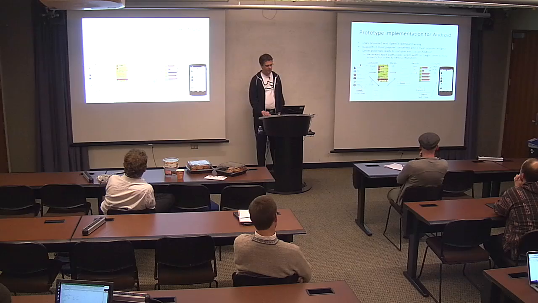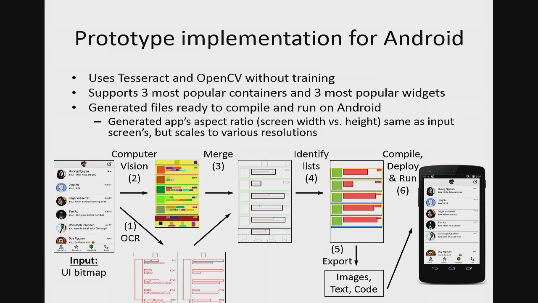Okay, so we've implemented this entire thing for Android. We use Tesseract and OpenCV for OCR and computer vision. The generator picks between the three most popular container types and widget types when constructing the user interface hierarchy. The aspect ratio of the generated application is the same as that of the input screenshot. So it's resolution independent and can scale to multiple screen sizes, but at this point we do not support different aspect ratios.